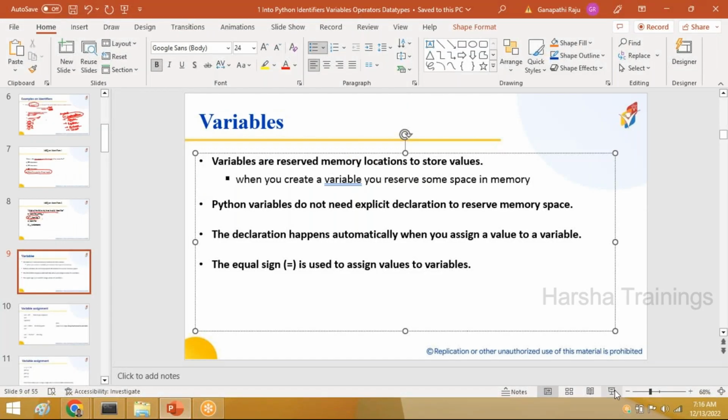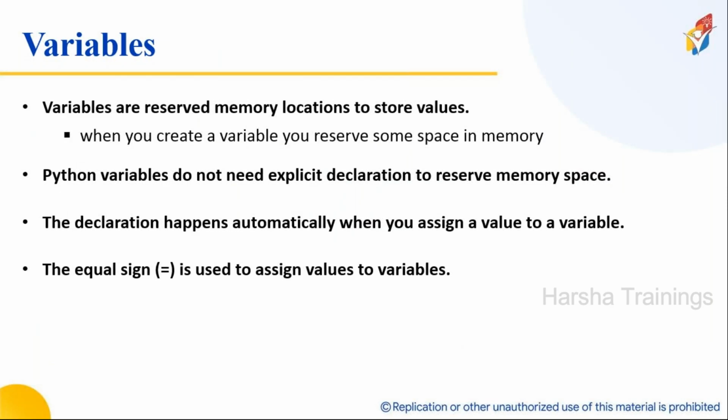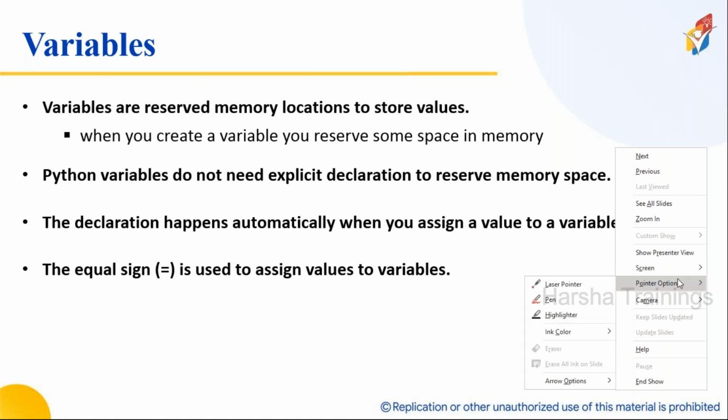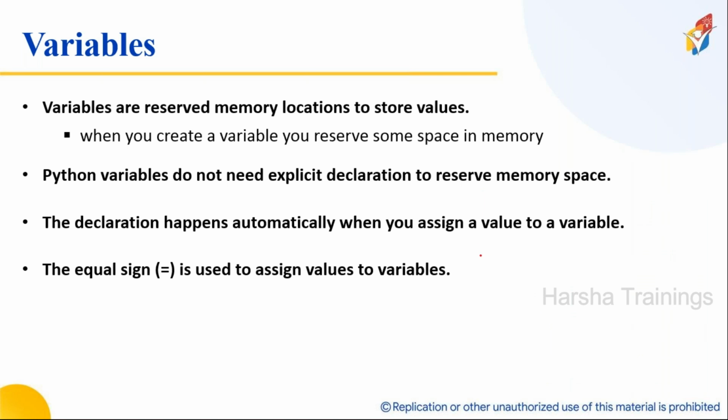Next, let me go for what variables are. I'll spend 2 to 3 minutes on this point. Kindly listen carefully. Now I need to deal with variables. Variables are memory locations where I want to store my values. Every memory location will be identified with an identifier, an identity. This will be unique.